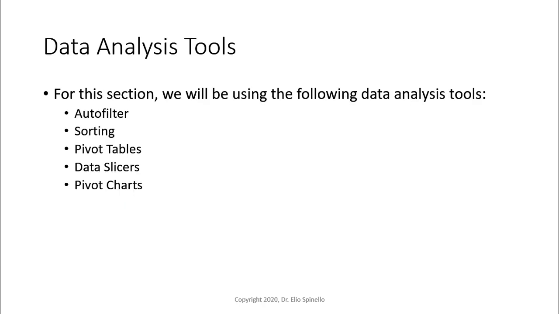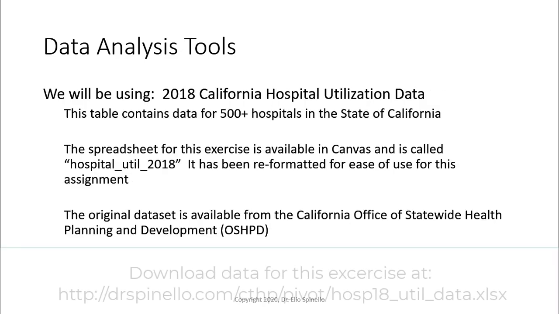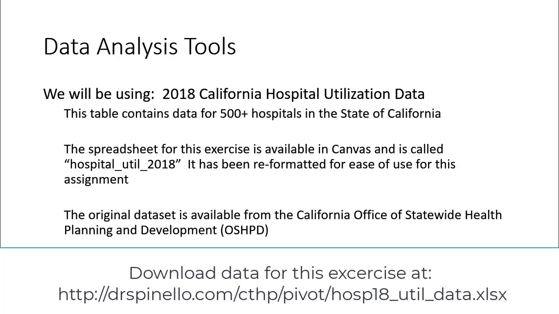So for this particular exercise, we're going to be focusing on the following tools. We'll work with the auto filter, we'll do some sorting, we'll work with pivot tables, data slicers, and pivot charts. Now, the data set we'll be using is the 2018 California Hospital Utilization Data.